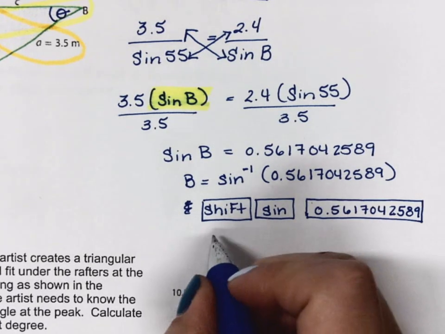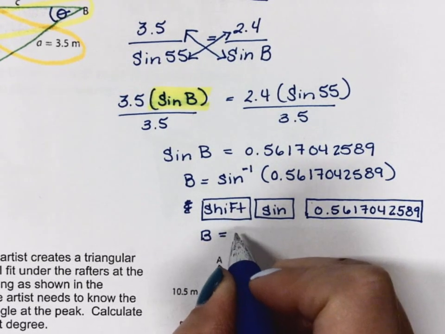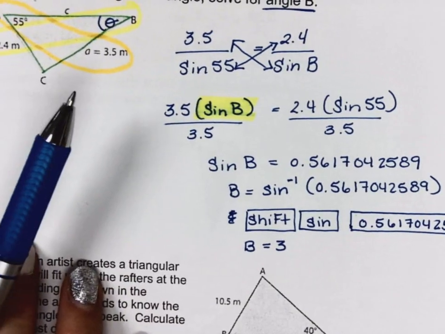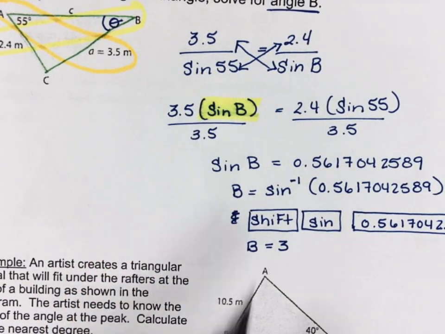Is that 55? For the arrow up there, is it 55? This is 55. Yep, that's 55.